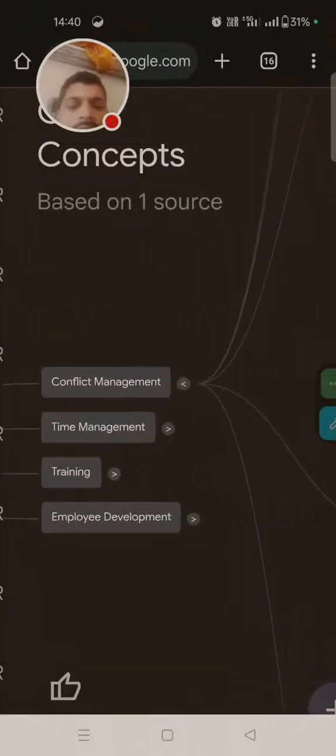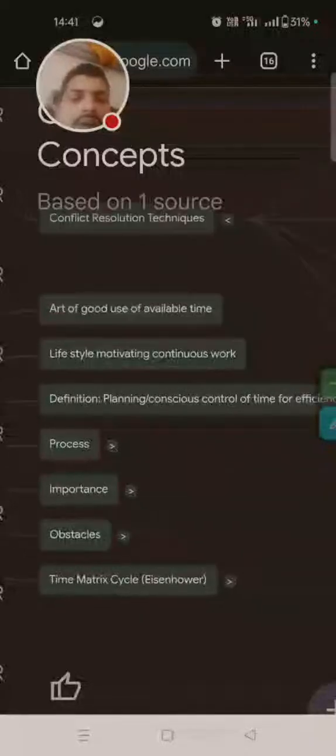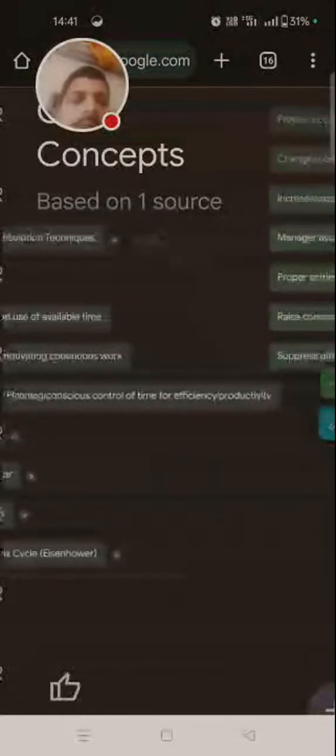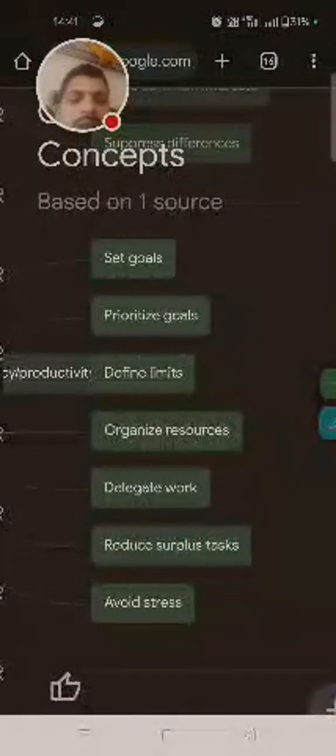Then comes time management. What is time management? Good use of available time, lifestyle, motivating continuous work. And the definition: planning and control of time for efficiency and productivity. Then the process. The process is to set goals, prioritize goals, define limits, organize resources, delegate work, reduce surplus tasks, and avoid stress.